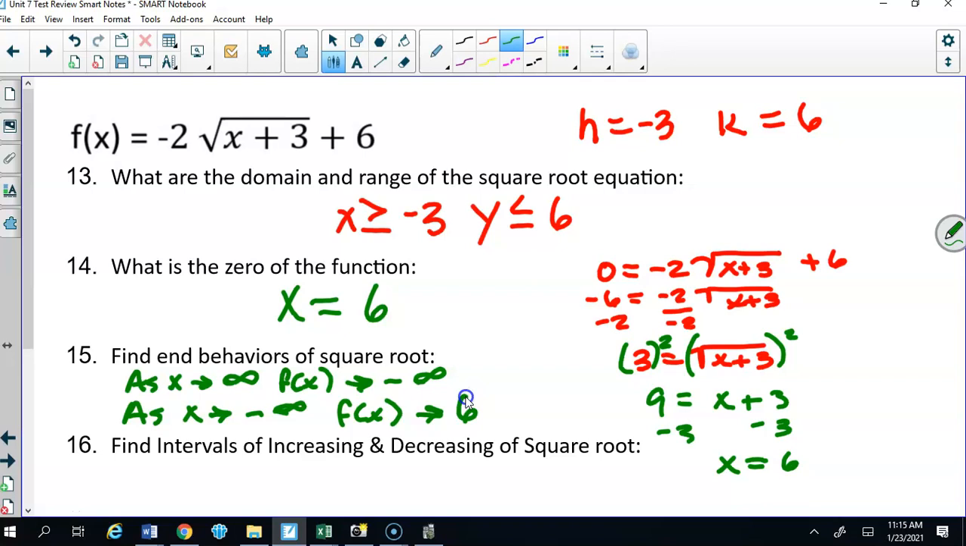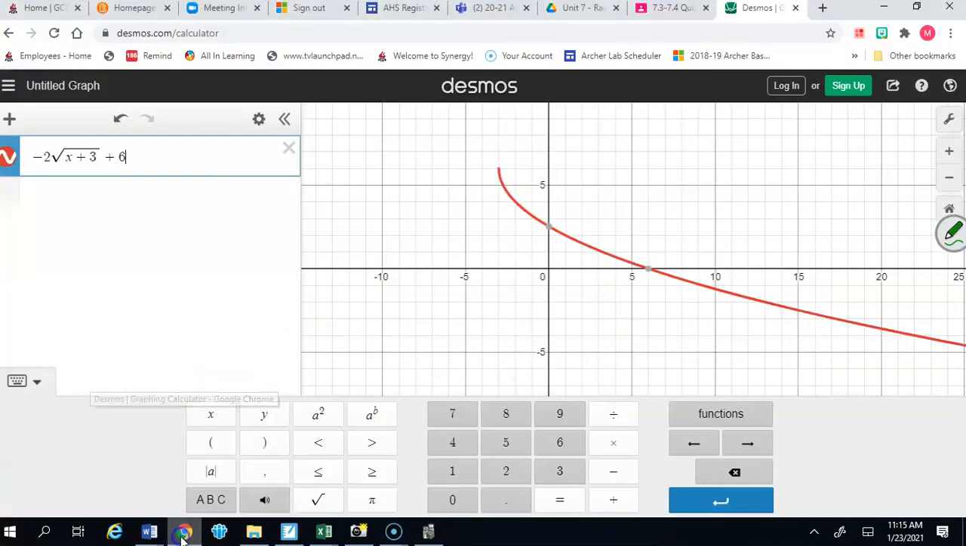Now it says find the intervals of increase and decrease. So once again, we're going to go back and look at our graph.